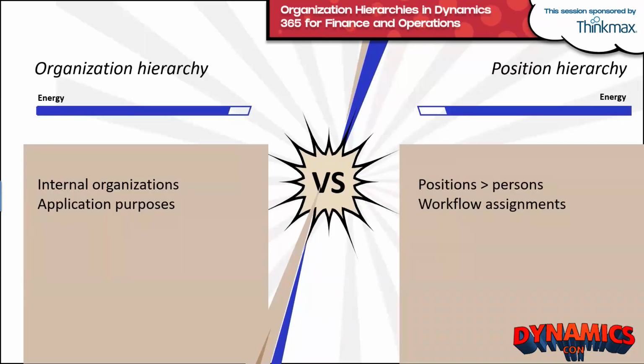The internal organizations do have some application support, like you can use it for structuring the financial dimensions and creating some relationships in between. You can also use it, for example, for defining which legal entities are used for centralized payments. And the position hierarchy, on the other side, can be used as a managerial hierarchy for workflow assignments. So a quick comparison: they are totally separate and have totally different purposes in the system.